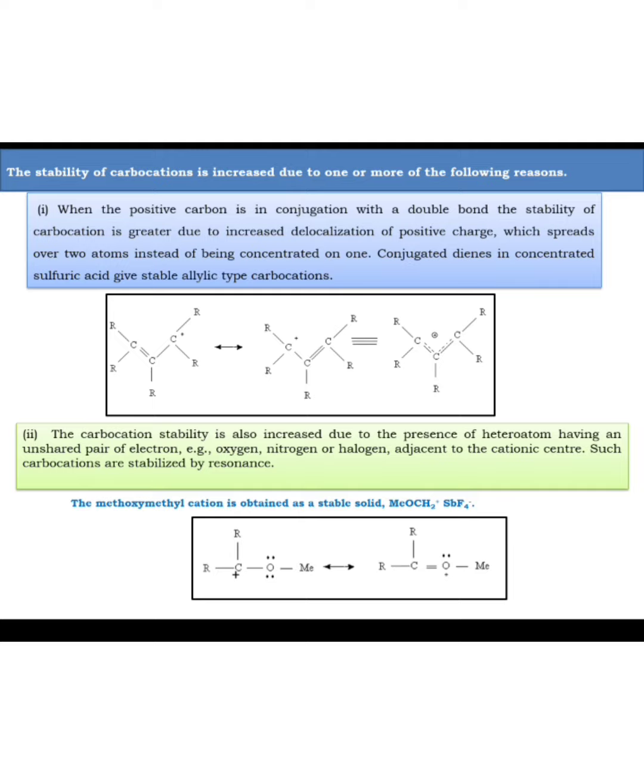A methoxy group is attached to the carbon atom bearing positive charge. So it possesses two stable structures, that is, two canonical forms. That is, the lone pair of electrons is shared with the carbon atom and then the oxygen takes the plus charge. So it is also more stable.